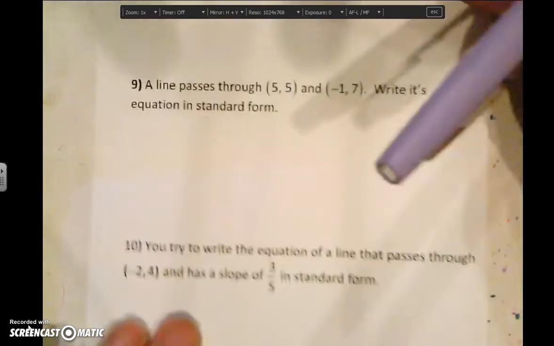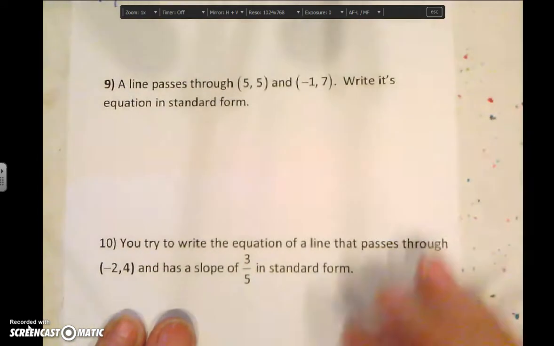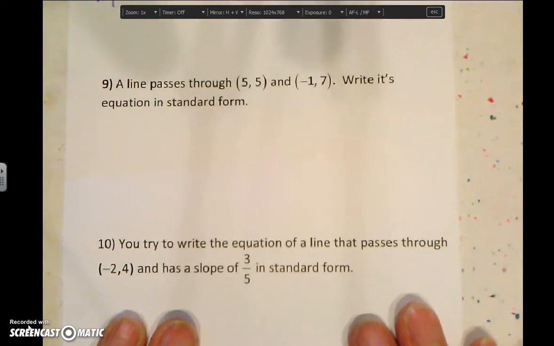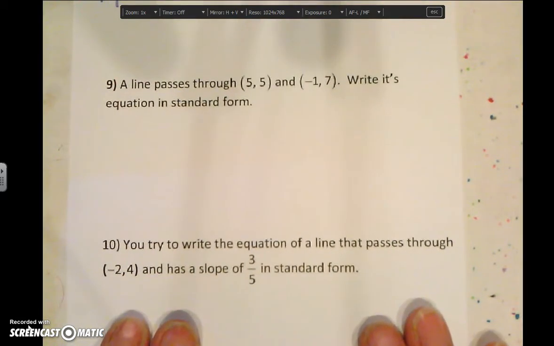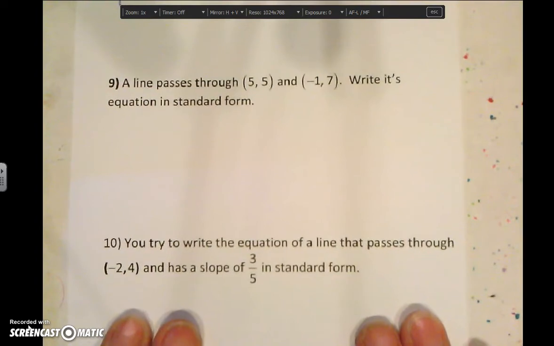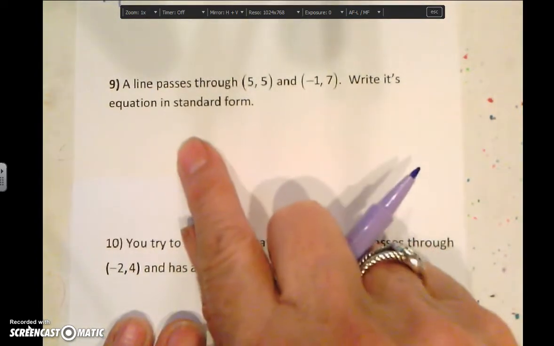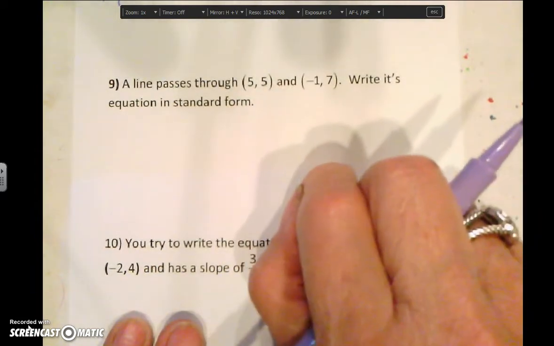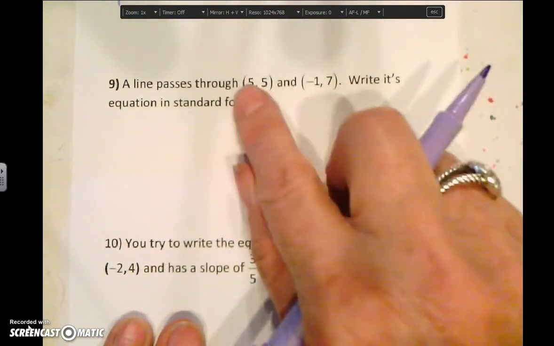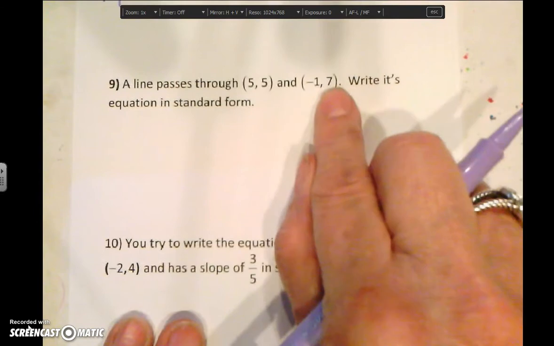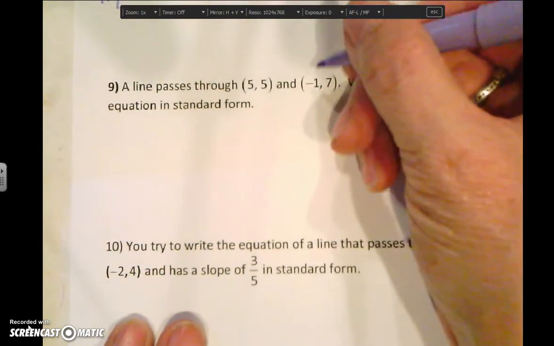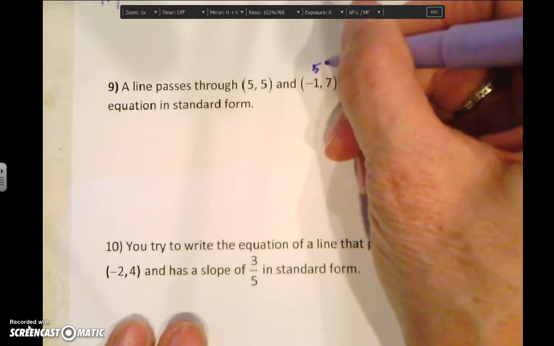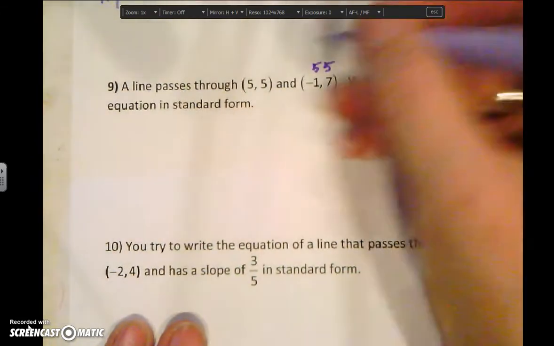Number 9, a line passes through 5, 5 and negative 1, 7. Write its equation in standard form. Well, again, I either have to choose y equals mx plus b or y minus y1 equals m times x minus x1. And since I don't have the y-intercept, I'll use the second one. So we're going to need to calculate the slope because it's not given to you.